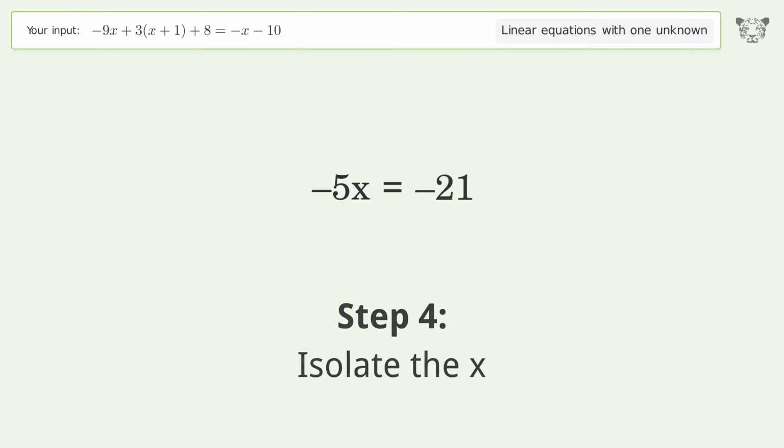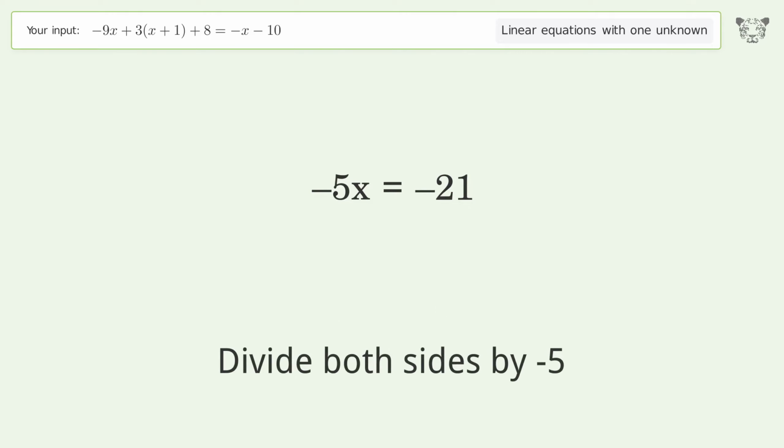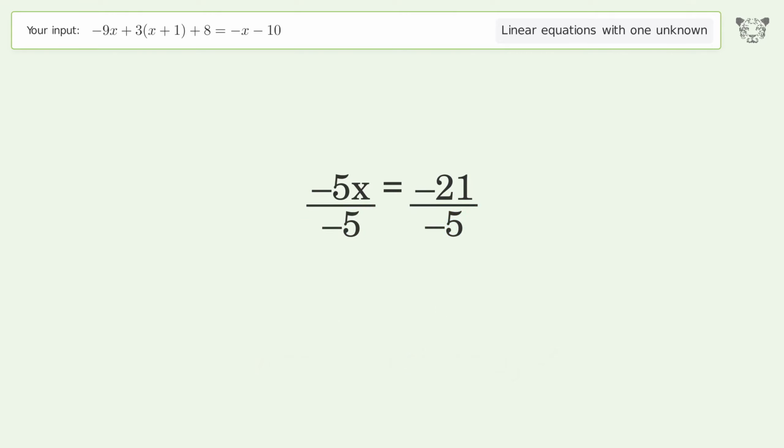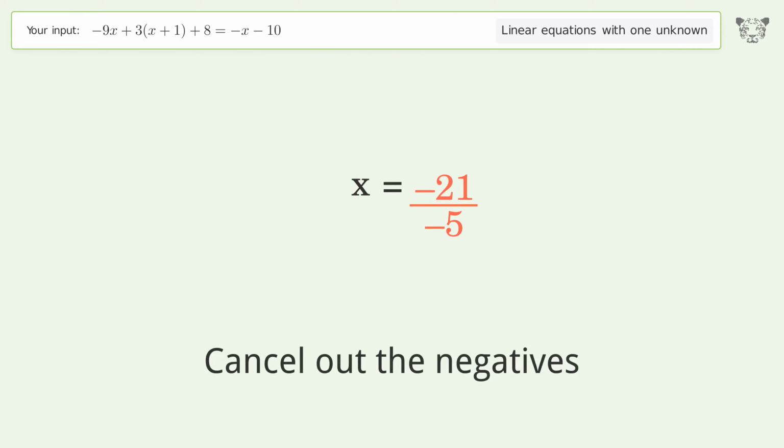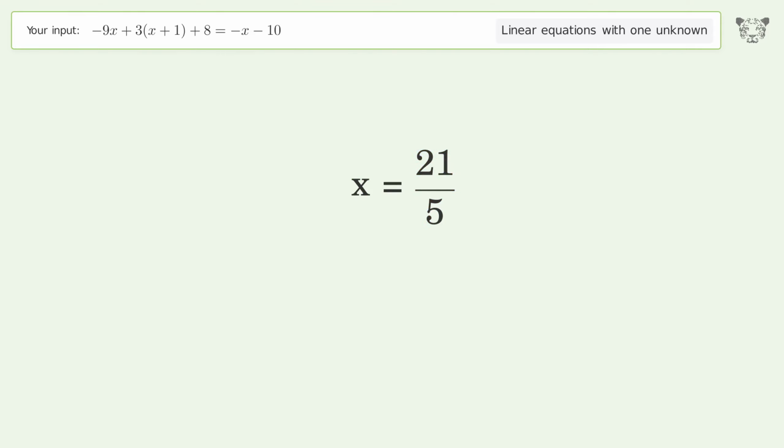Isolate the x. Divide both sides by -5. Cancel out the negatives. Simplify the fraction. Cancel out the negatives. And so the final result is x equals 21/5.